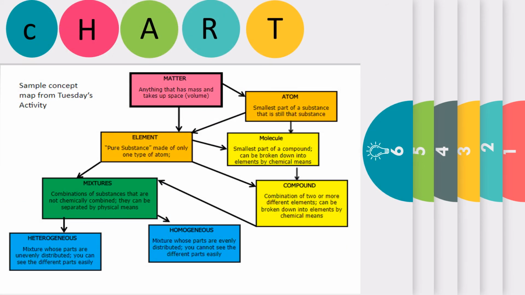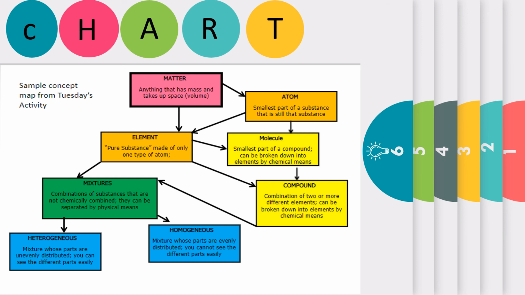So finally, we will be talking about this chart. First of all, we will be talking about the matter. Anything that has mass and takes up space, volume. So there are two, atom and element. Atom is the smallest part of the substance that is still that substance. And the element is a pure substance made of only one type of atom. So the atom and element make molecule.